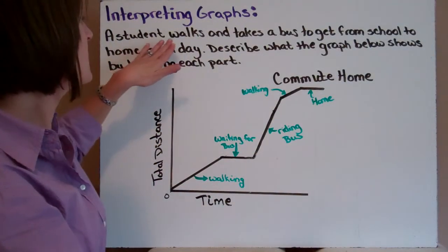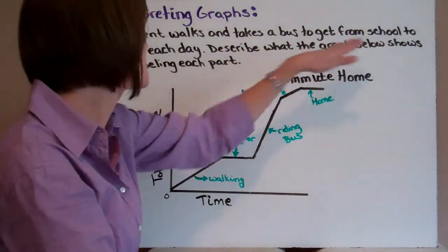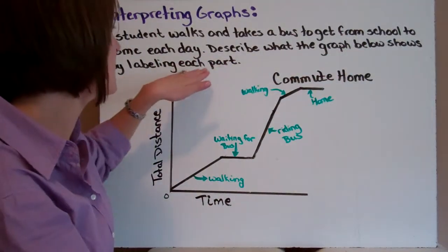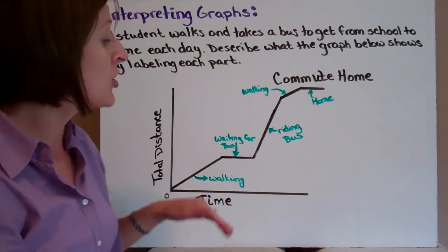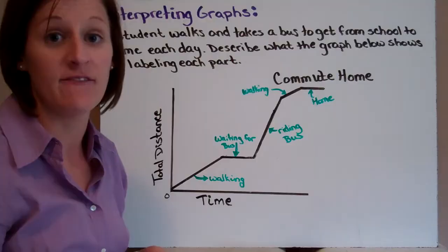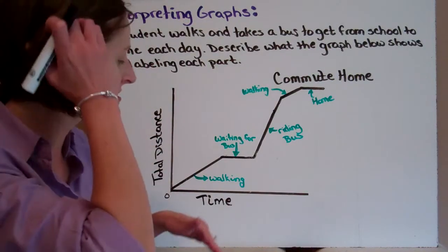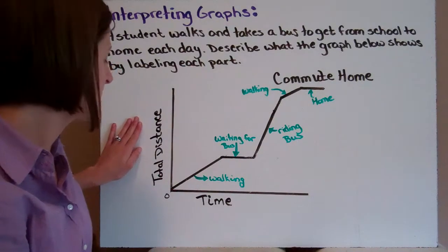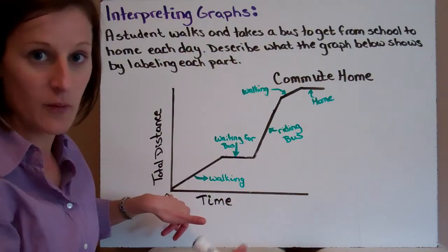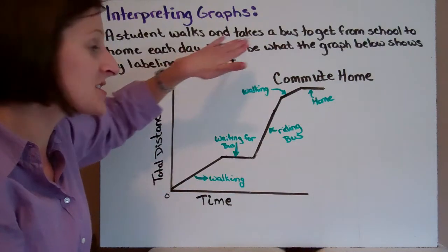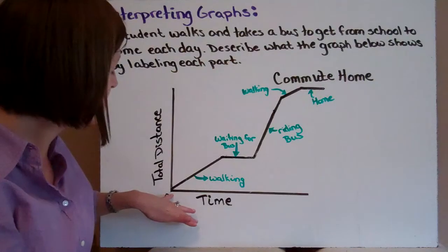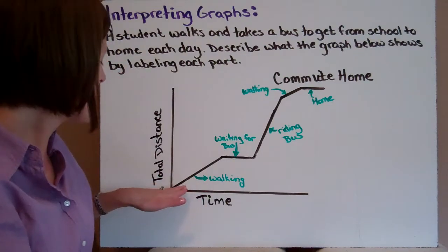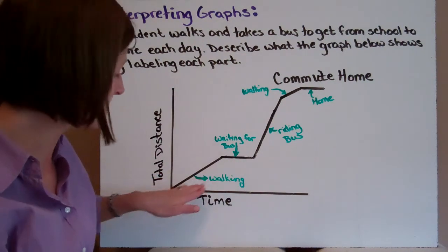Alright, so if I have a student who walks and takes a bus to get from school to home each day, I want to describe what the graph below shows by labeling each part. Now, typically when you're relating events with graphs, it's over a period of time. So that's why I have time here. And then on my y-axis I have total distance. So if I start out here at time 0 when I start my time, the first thing she does is walk. So the student is going to walk, and notice we're going over time, we're adding to our distance, and that's why I have an increase here.